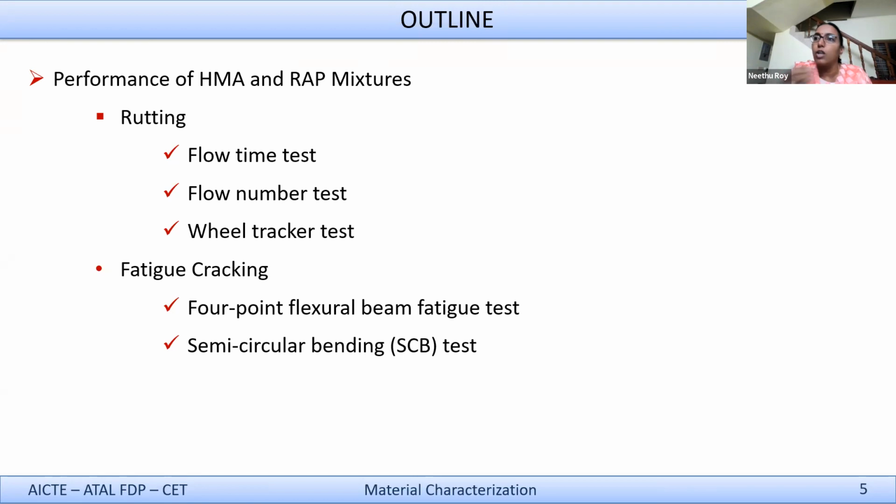So there are a lot of test procedures that have been developed. What I will be discussing here are the 3 major tests normally used for characterizing the rutting potential of bituminous mixtures. One is the flow time test, the second is the flow number test, and the third is the wheel tracker test. As far as the fatigue cracking characteristics of this material are concerned, we will look at the 4-point flexural beam test and the semicircular bending test.